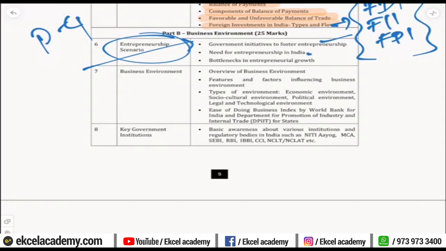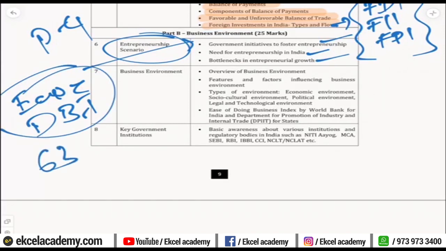Then the need for entrepreneurship in India, and then we will study the bottlenecks, the limitations or the problems or the challenges that the startups face in India. Here we also come across something called the ease of doing business index, very very important, and India is ranked in the 63rd position out of almost 200 countries. So how did India achieve this kind of a feat is what we discuss in this chapter.